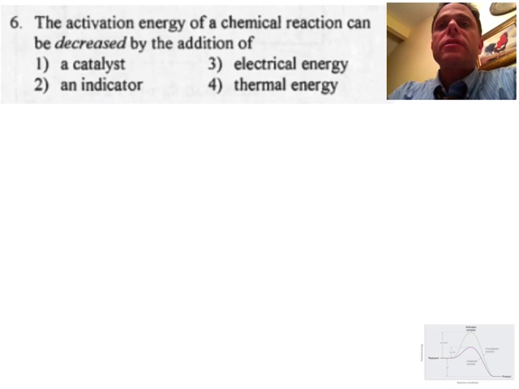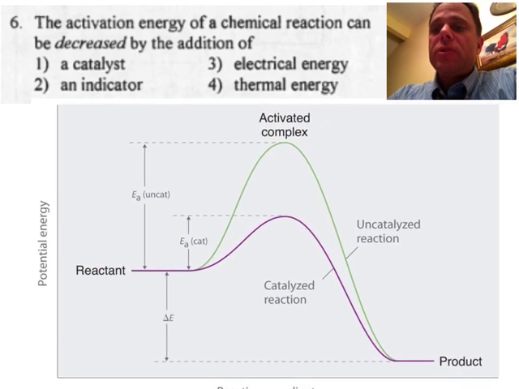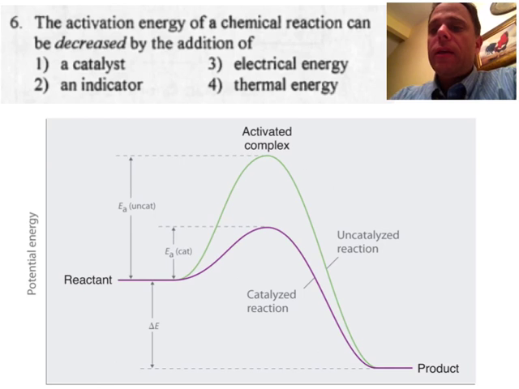All right, number 6. The activation energy of a chemical reaction can be decreased by the addition of, well, I'm hoping the last slide helped you out, because here's that picture again. The activation energy of a chemical reaction can be decreased by the addition of. So here is the activation energy. You can decrease it by adding a catalyst. Which choice? Right there.